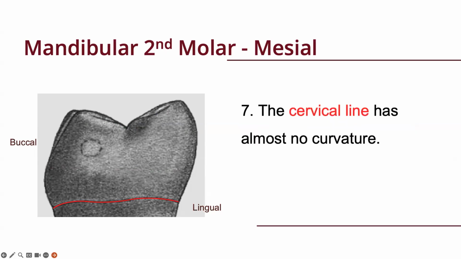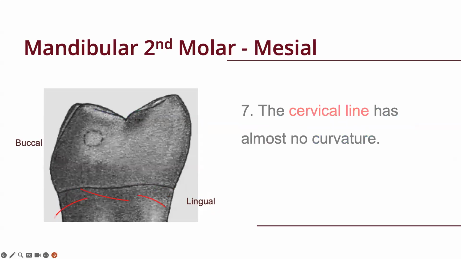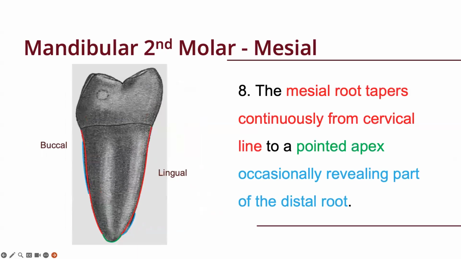And here the cervical line has almost no curvature, a little bit of a wave to it. The mesial root tapers continuously from the cervical line to a pointed apex, occasionally revealing part of the distal root. Okay, so here's a little hint of the distal root here and a little bit up here. Otherwise, you can see the continuous tapering of that mesial root.